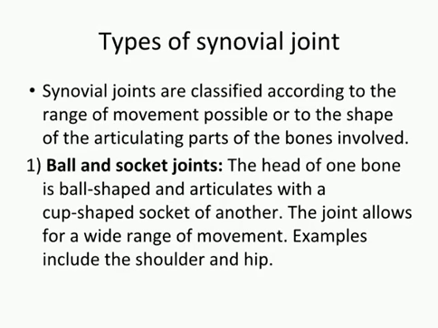For example, the first one is the ball and socket joint. In a ball and socket joint, the head of one bone is ball shaped and it articulates with a cup shaped socket of another bone. This kind of joint allows a wide range of movement, and we will be studying the different movements which can be done in a joint in our coming slides. Examples of ball and socket joints include the joints present in the shoulder and hip.